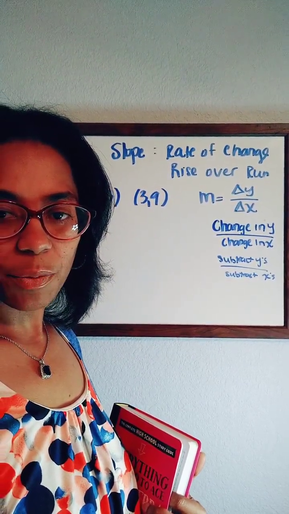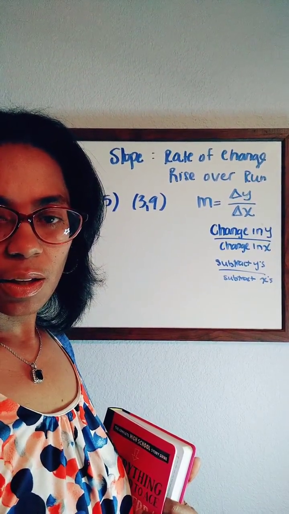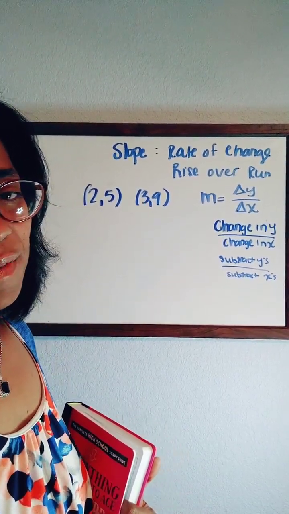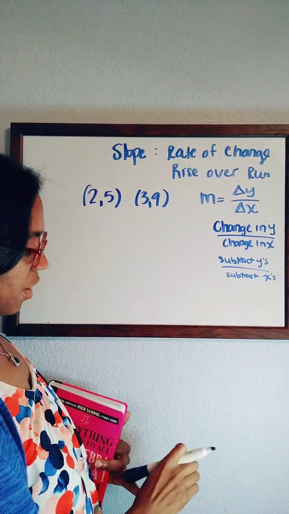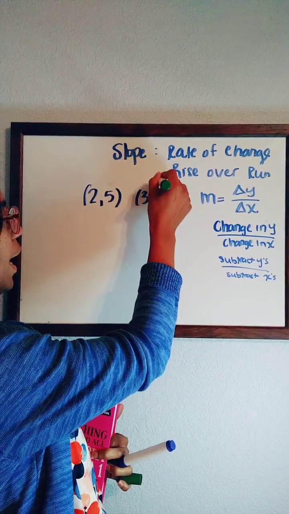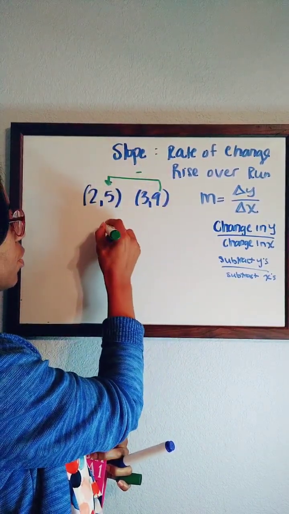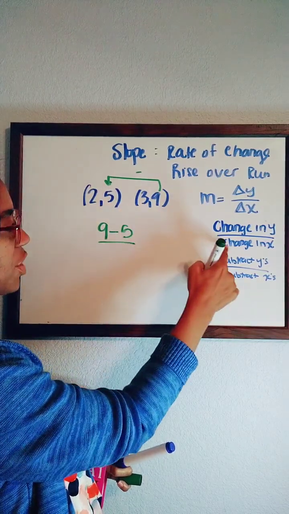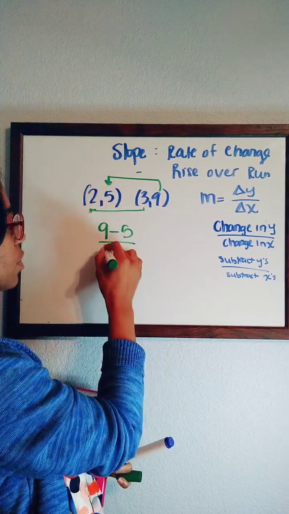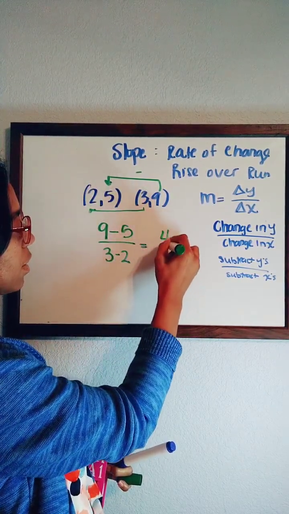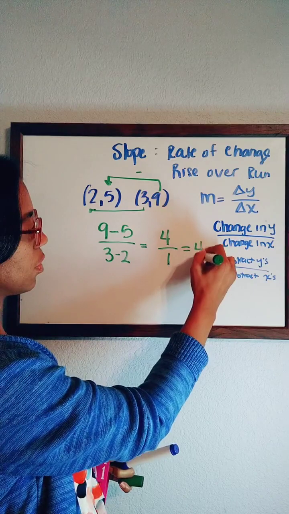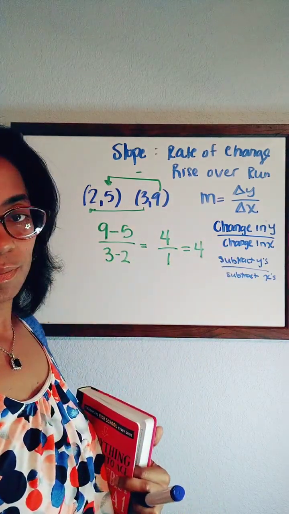I can't do the math without a graph. So with the graph, you would just count it. But here, you literally take your values and subtract. I'm going to do 9 minus 5 to get my change in y. Then I'm going to go back to where I started, and I'm going to go 3 minus 2. 9 minus 5 is 4. 3 minus 2 is 1. So my slope is equal to 4. And that would be it.